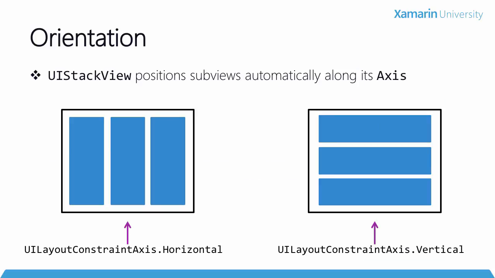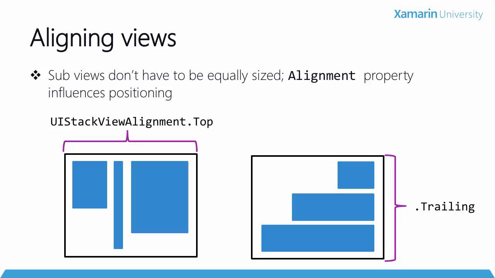UIStackView has multiple properties that we can use. The basic idea of a stack view is that we can either say whether it's vertically or horizontally aligned. For that, we're going to set the stack view's axis. The next thing we have here is the alignment. The alignment influences how the stack view positions subviews perpendicularly to the axis. So that means if the current axis is horizontal, then the alignment affects the vertical positioning of the views.